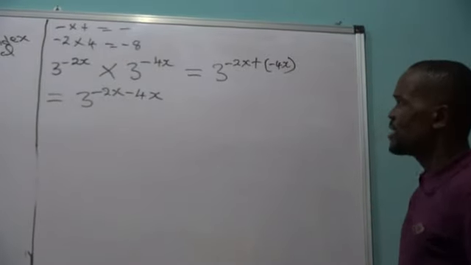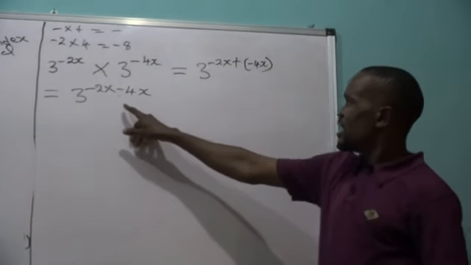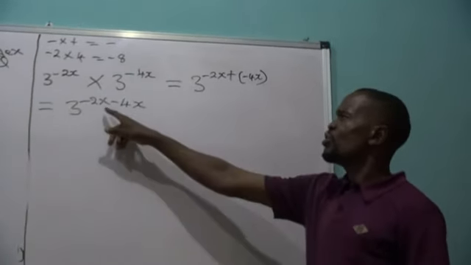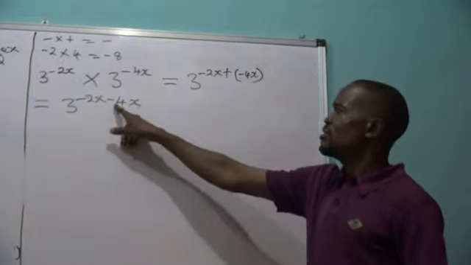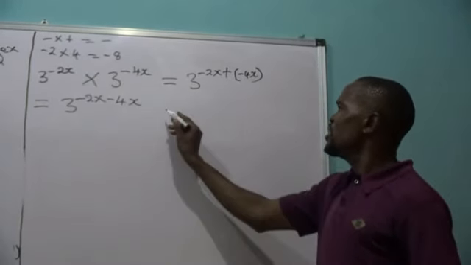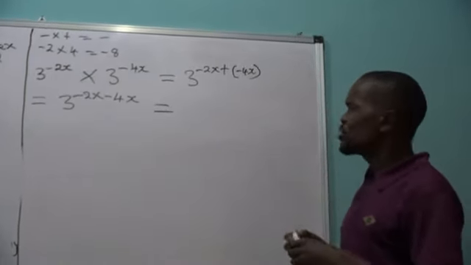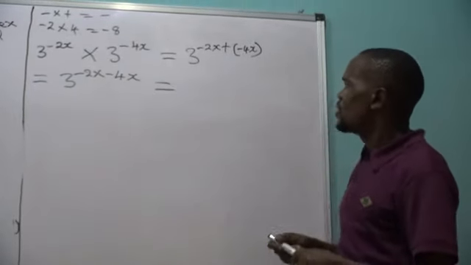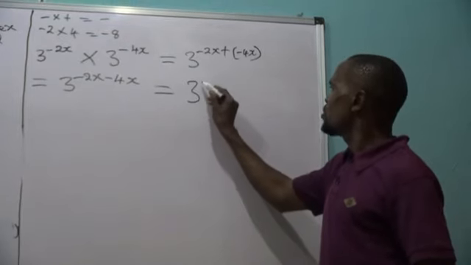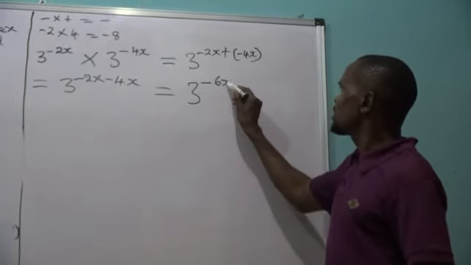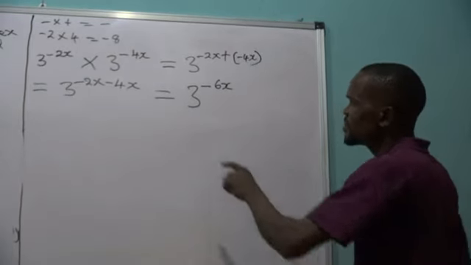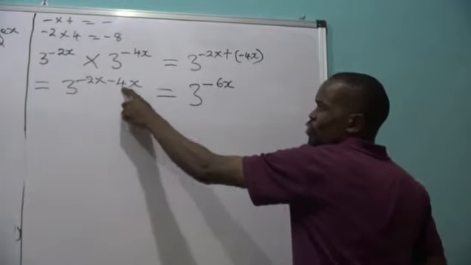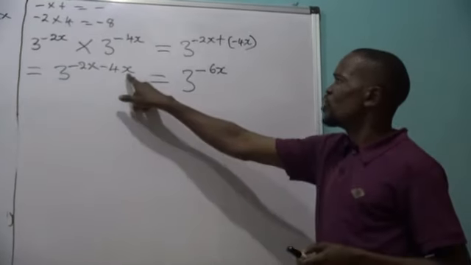Then what does this thing mean? It means that I'm owing minus 2x. I owe somebody 2x and I owe again 4x. How much am I owing? I want to know how much I am owing. I'm owing 2x and I'm owing another person 4x. What I'm owing in total will be what? Minus 6x. Why is this 6? This is what I owe, 2, and I owe again 4. 2 plus 4 will give me what? 6. And 6 what? x.